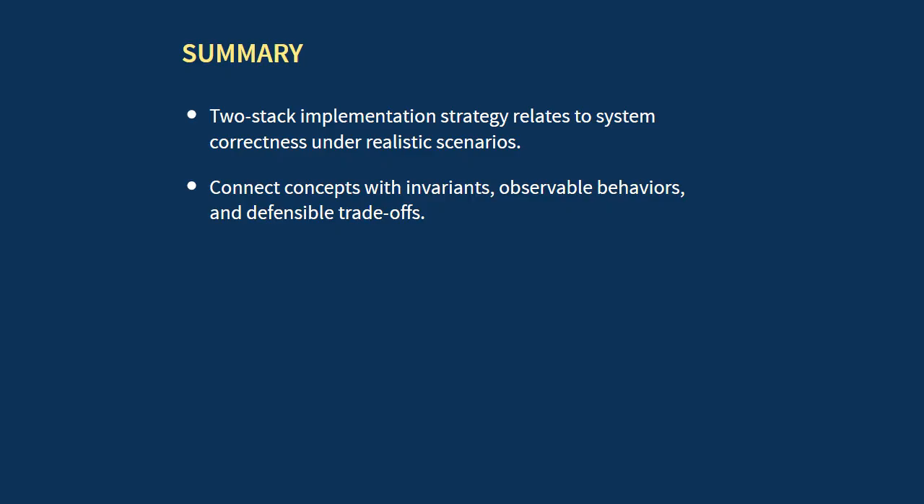The two-stack implementation strategy is key to understanding system behavior under real-world pressures. How do we apply these concepts moving forward? Connect these ideas with observability, invariants, and robust design trade-offs.